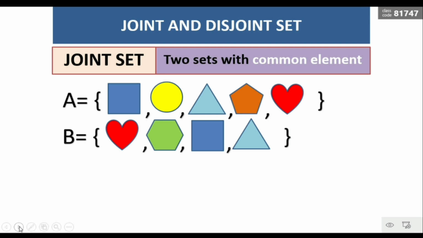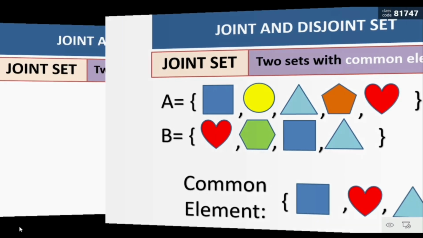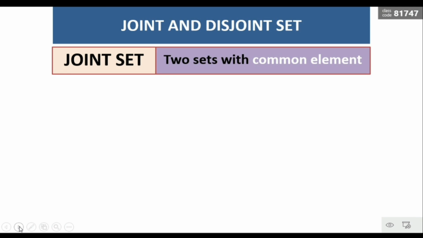Now, if we're going to get the common element here, we have the following. Those are the square, the heart shape, and the triangle. So this example of set are called joint set because it has common elements. Next, let's have another set of examples.